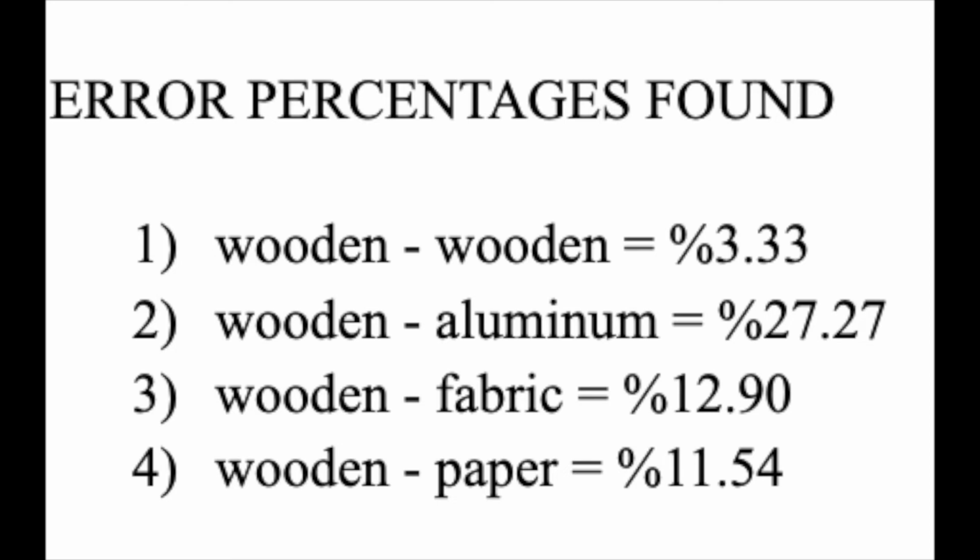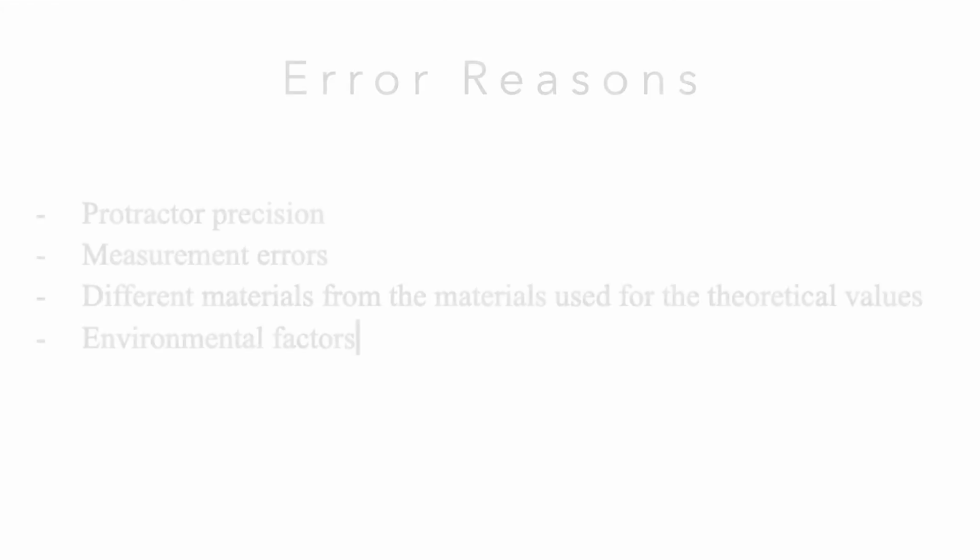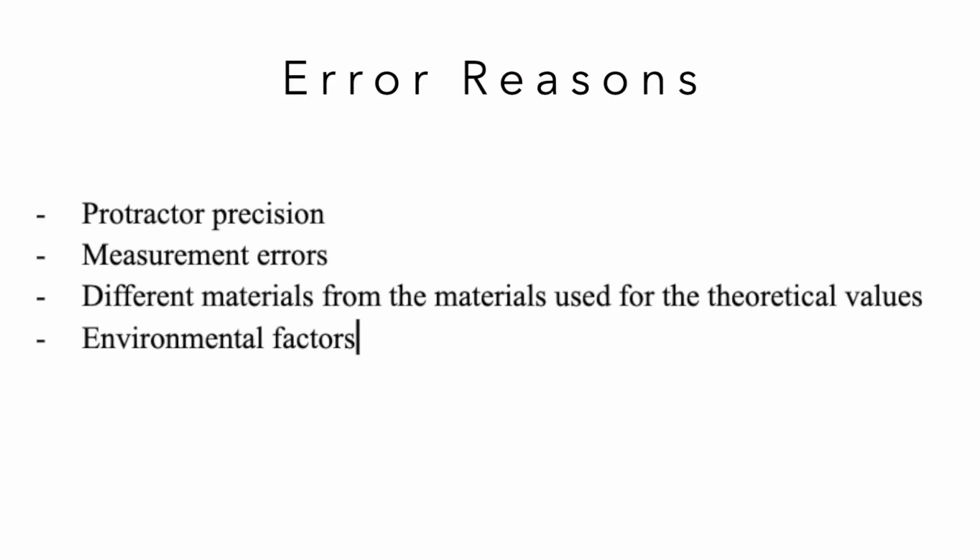Since different materials are used with different properties, the found values can be different from the theoretical values. Also, since a simple protractor is used, the errors could be due to precision. Additionally, since the experiment is not done in the lab environment, there might be slight errors caused by the environment.